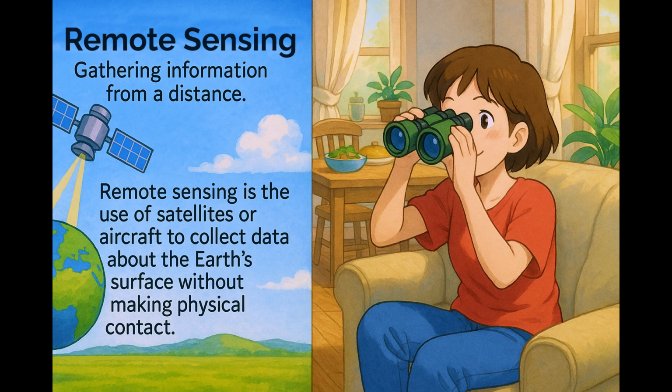This is similar to remote sensing, where scientists collect data about the Earth's surface without being physically present. Just like using binoculars to see what's on the dining table from afar, remote sensing uses satellites or aircraft to gather information about an area, allowing us to see and understand what's happening from a distance.